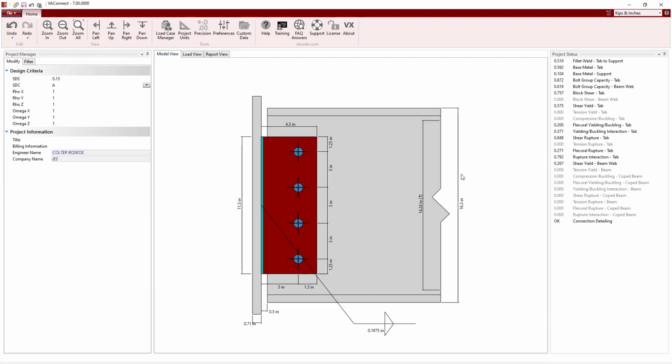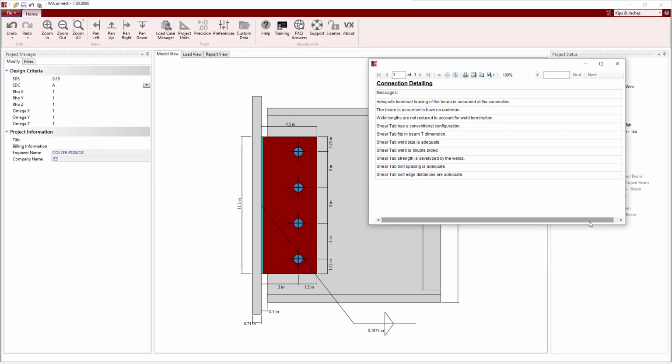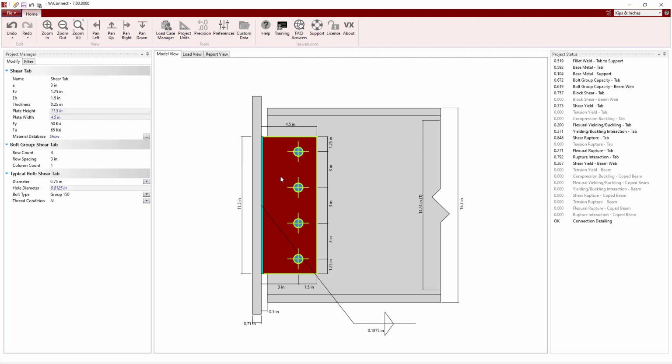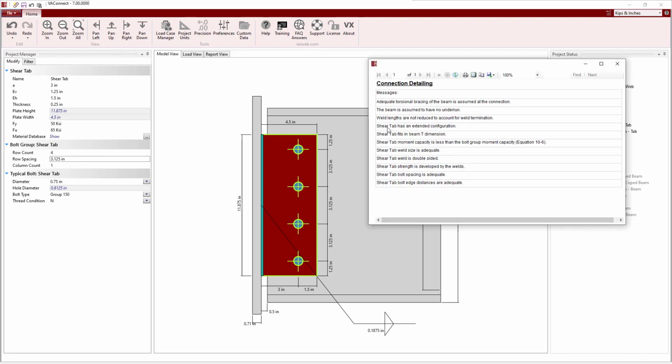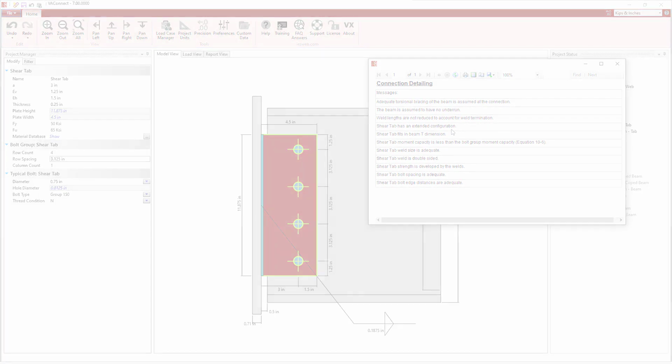Finally, Part 10 of the 16th edition of the AISC Steel Construction Manual now states that a bolt spacing of 3 inches is a dimensional limitation for a shear tab to have a conventional configuration. Therefore, if we adjust the bolt row spacing to a value other than 3 inches, the connection will be designed as having an extended configuration.